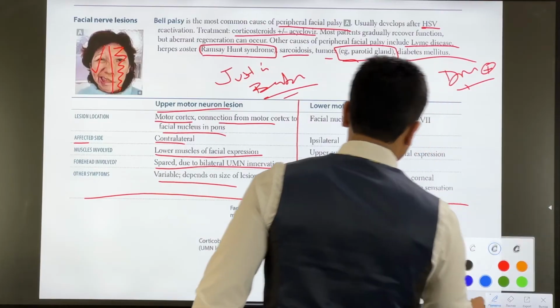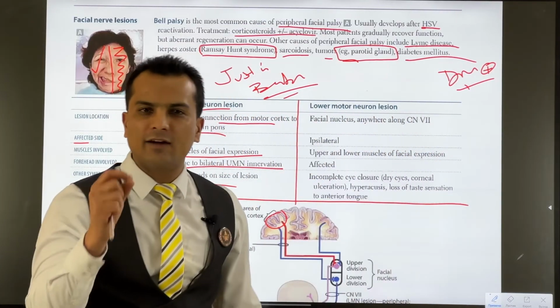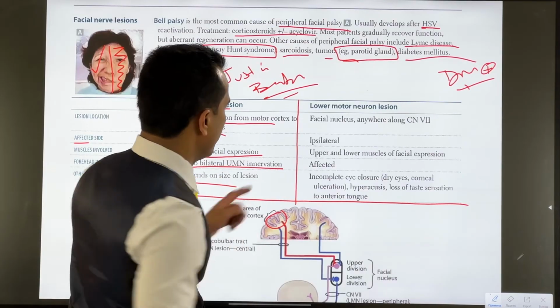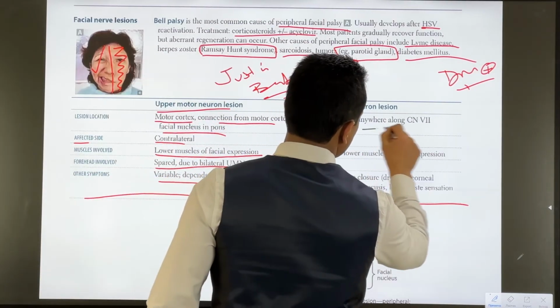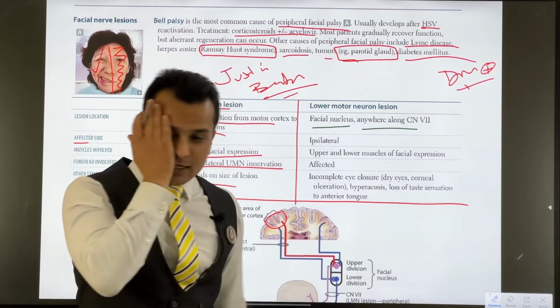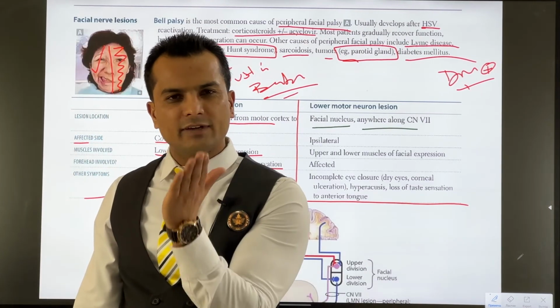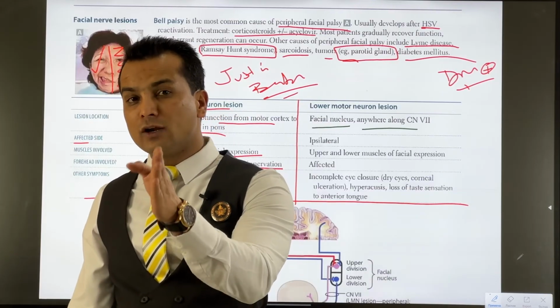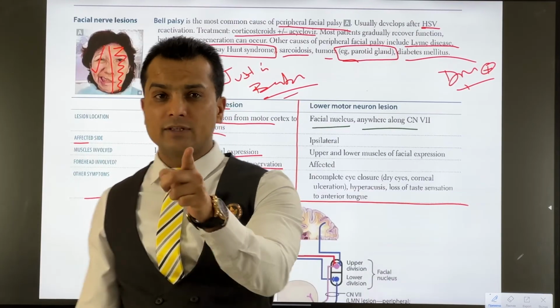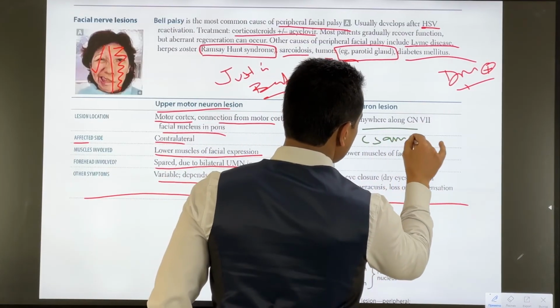So next, what happens in case of lower motor neuron injury? Lower motor neuron means at the level of the pontomedullary junction, or anywhere at the facial nucleus, anywhere along cranial nerve number 7. Is the problem ipsilateral or contralateral, guys? I have mentioned already, the problem will be ipsilateral. With lower motor neuron, the problem will always be ipsilateral. Okay, ipsilateral means same side of the lesion.